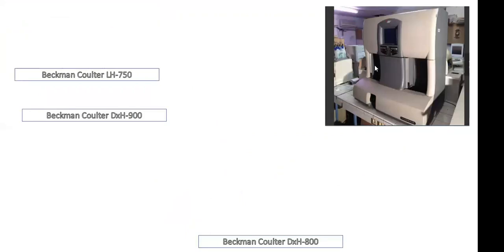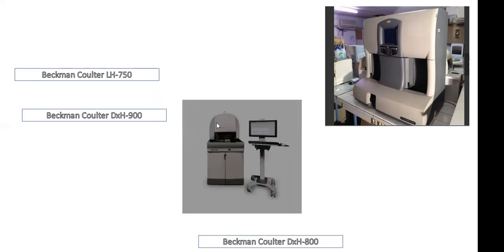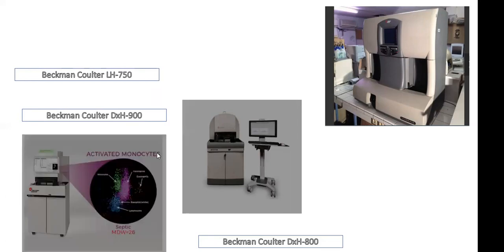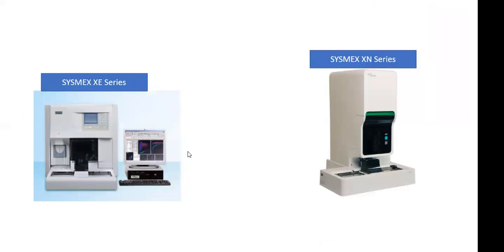The photograph on the right side, if you have seen this machine, is the Beckman-Coulter LH750, which was later modified into the Beckman-Coulter 800, sorry, and this is the Beckman-Coulter 900. So gradually this was the timeline of the Beckman-Coulter machines. I'm showing you another most common machine, the Sysmex. This was the XE series, which was later replaced by the XN series. So presently most labs in the market are using the XN series.